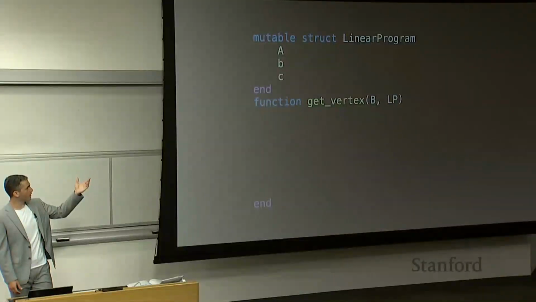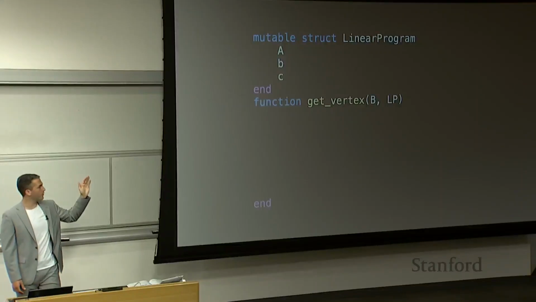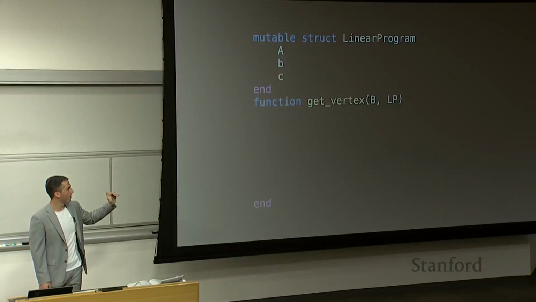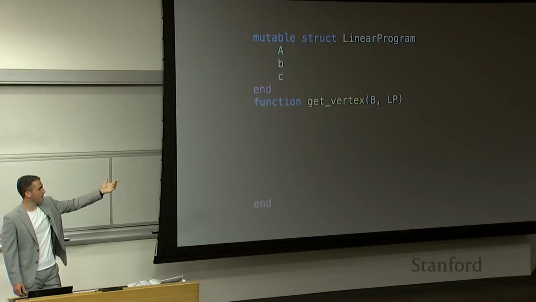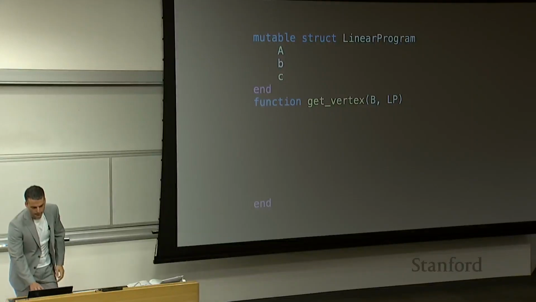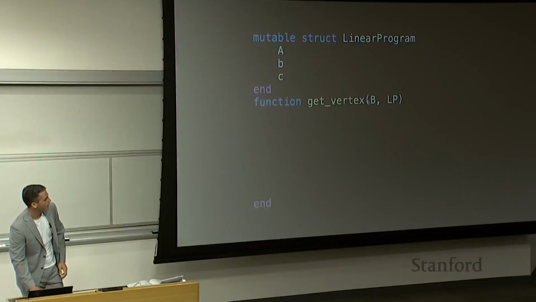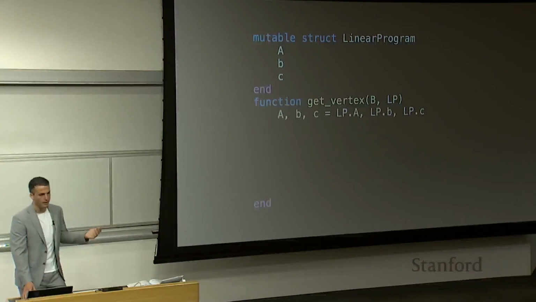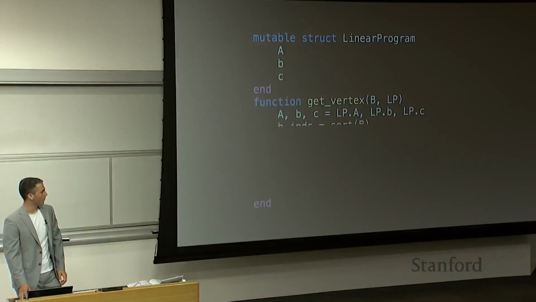Here we're just setting up the linear program that's defined by our A matrix and our b and c vectors. Then we're going to introduce this getVertex function, which is going to take in a basis, which you could think about as just a list of integers that we're passing in. The linear program is just what's defined up here. The first thing we're going to do is read in the A, b, and c that's defined in our linear program.